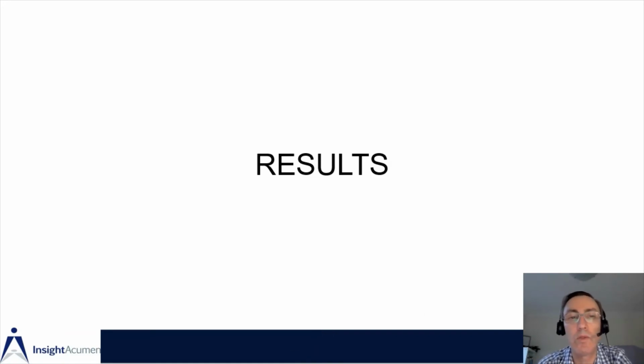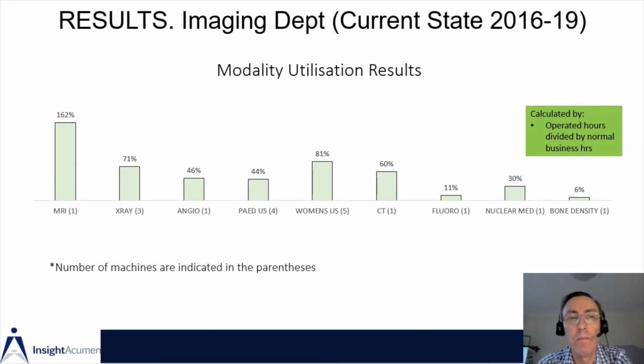Let's now have a look at the results. So for the imaging department current state, this model sought to outline the current state for imaging department. We operated with the existing hospital records to set up the patient flow. We received information on FTE and number of machines assigned to each modality, and we ran the model for 3 years and calculated the utilization.